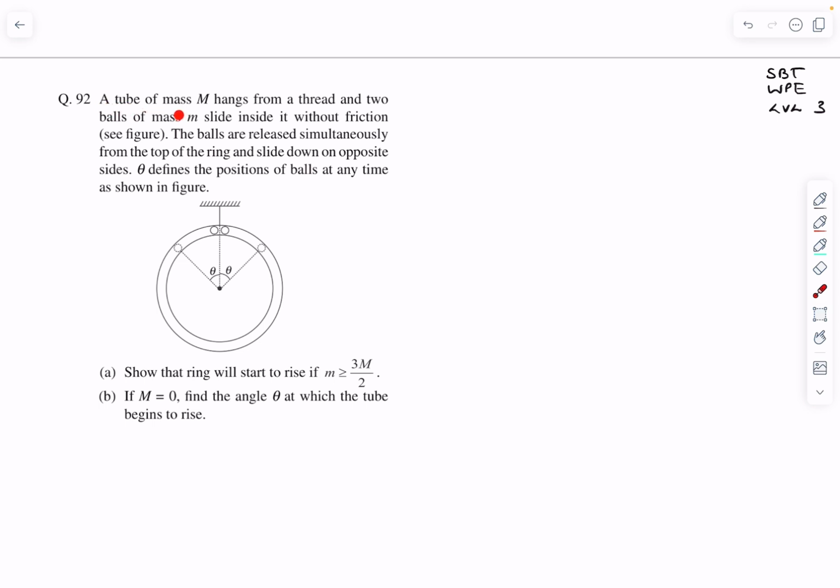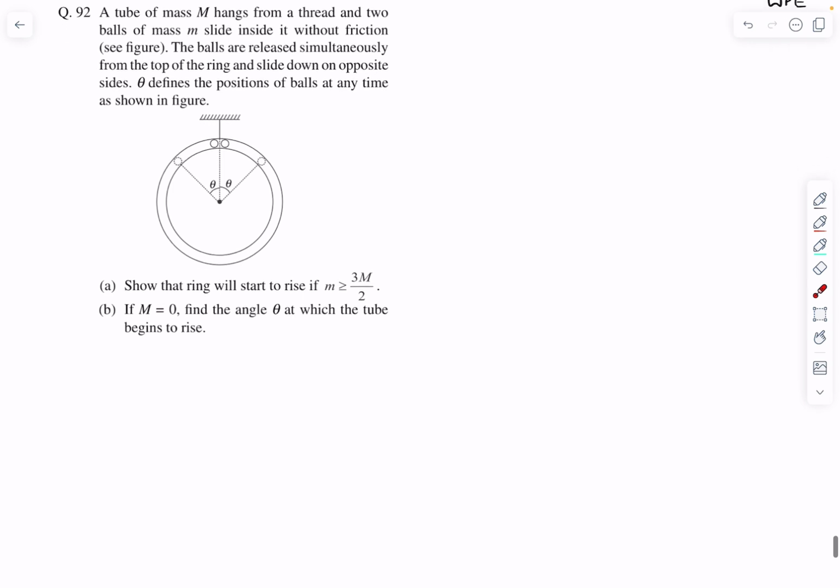So we have a tube whose mass is capital M, and it hangs from a thread, and two balls of mass small m slide inside it without friction. The balls are released simultaneously from the top of the ring and slide down on opposite sides. Theta defines the positions of the ball at any time, as shown in the figure.